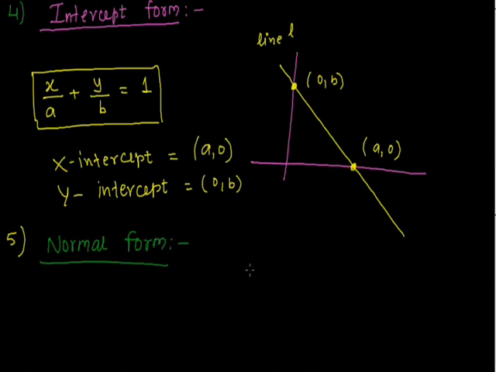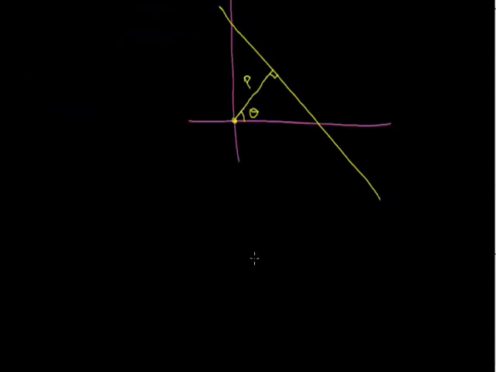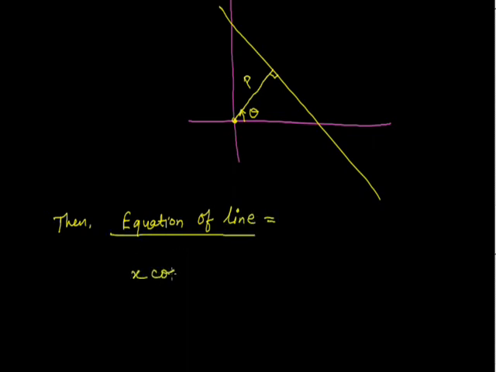In this situation, we have a line whose perpendicular distance from the origin is P, and the perpendicular to the line makes an angle theta with the positive direction of the x-axis in the anti-clockwise sense. Then the equation of the line is directly given as x cos theta plus y sin theta is equal to P.